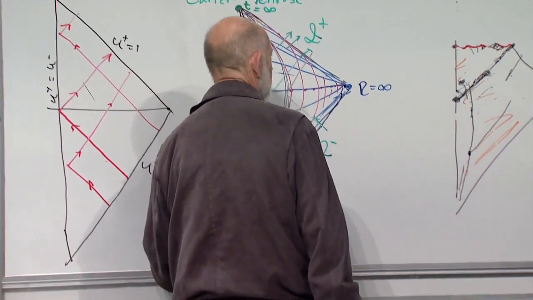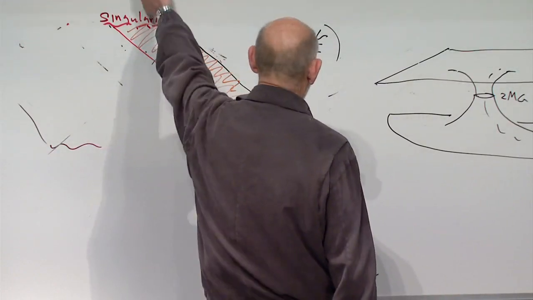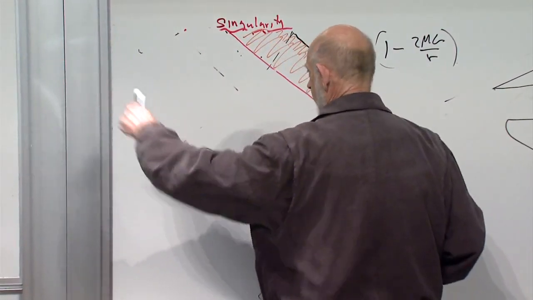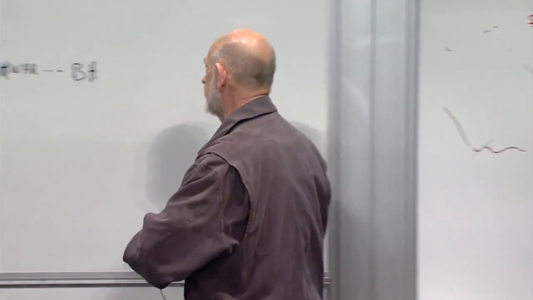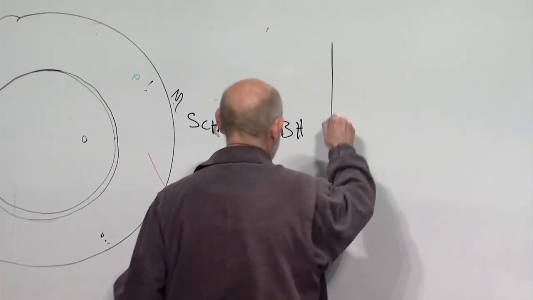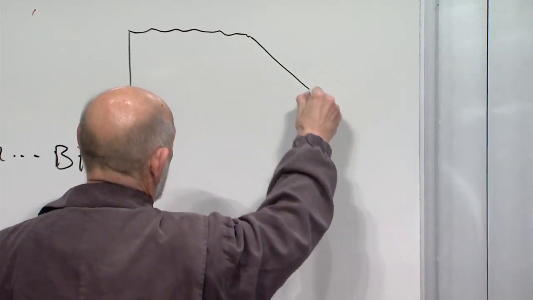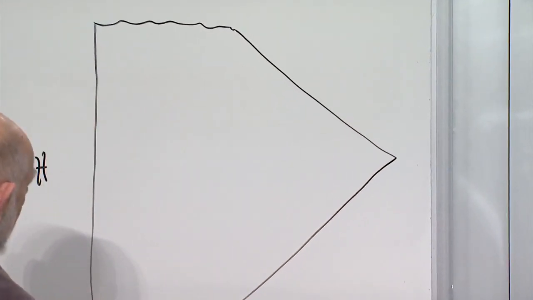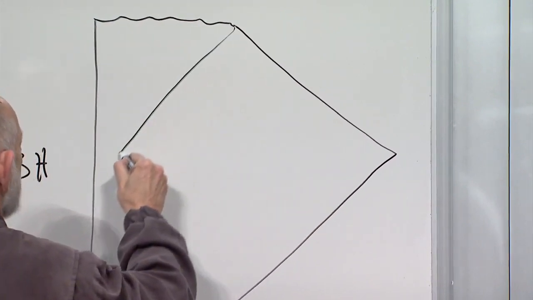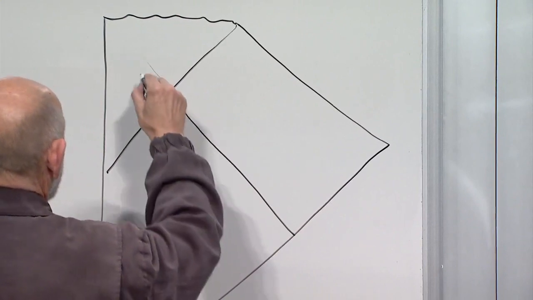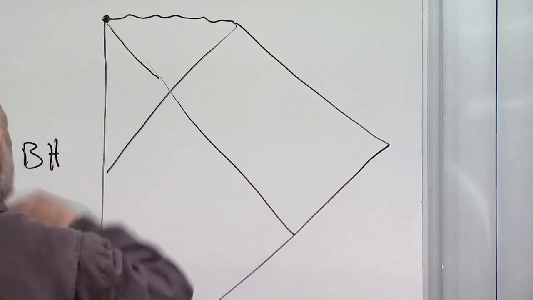Maybe I should draw it bigger. Let's draw it bigger. We can do it right over here. All right, so here's our Penrose diagram for the formation of the black hole. Here's the horizon. Here's the infalling shell. And the infalling shell hits right over here.